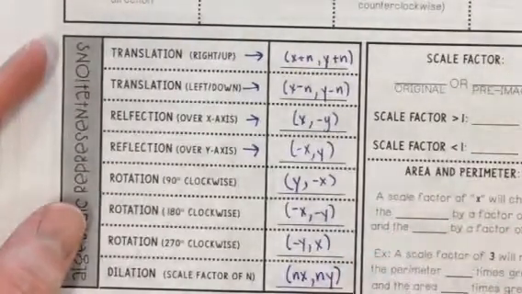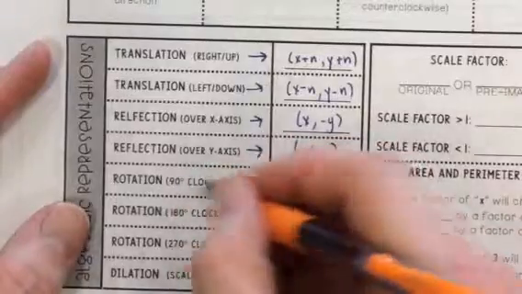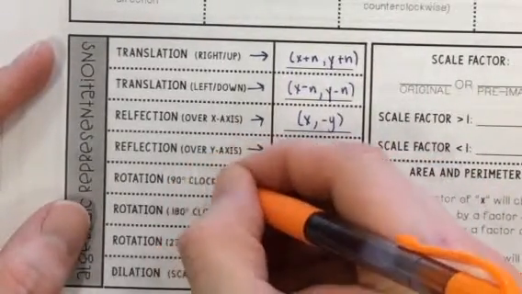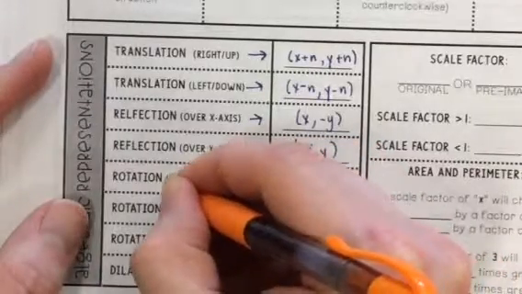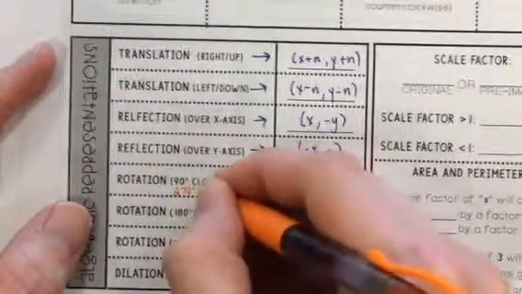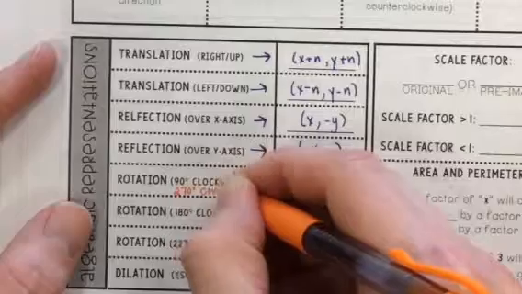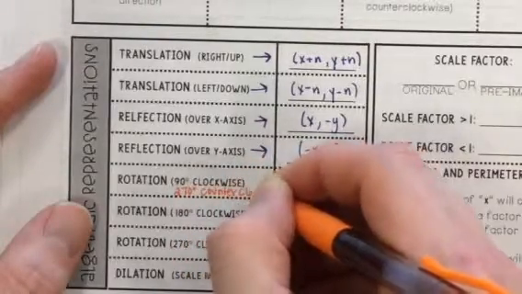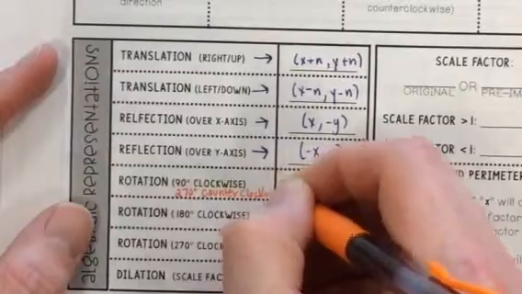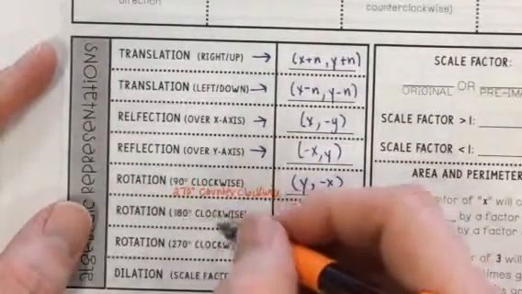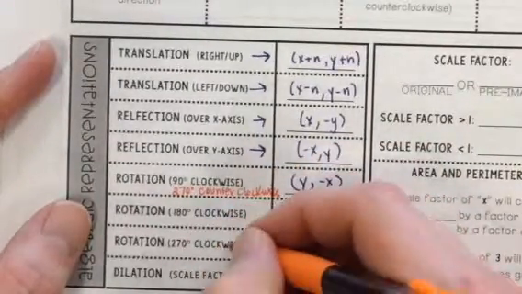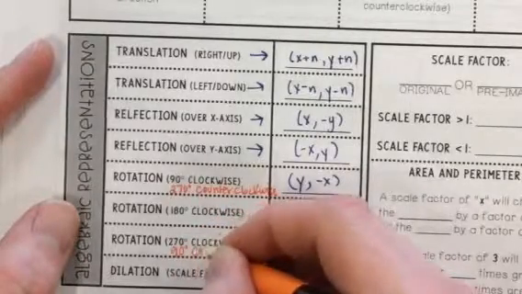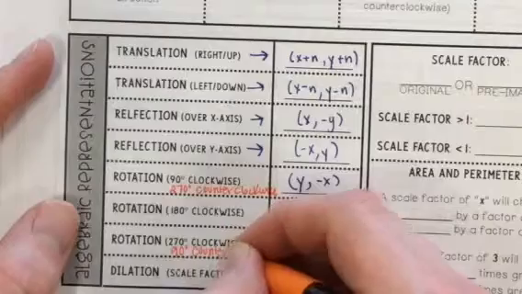You might also want to write down here that these are clockwise rotations. So a 90 degree clockwise is the same as a 270 degree counterclockwise. A 180 is the same in both, but then a 270 clockwise would be the same as a 90 degree counterclockwise.